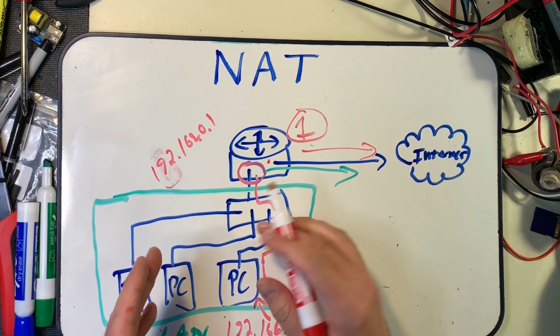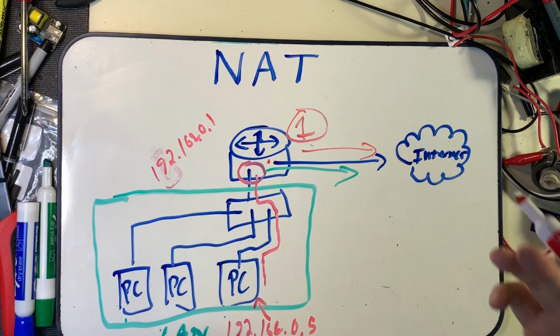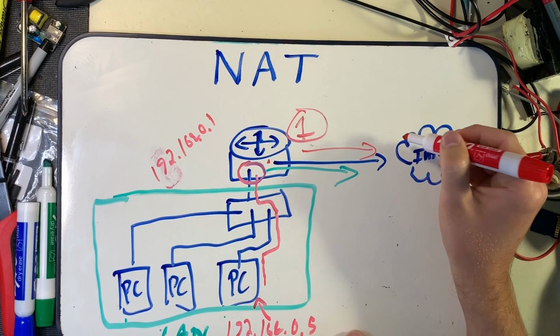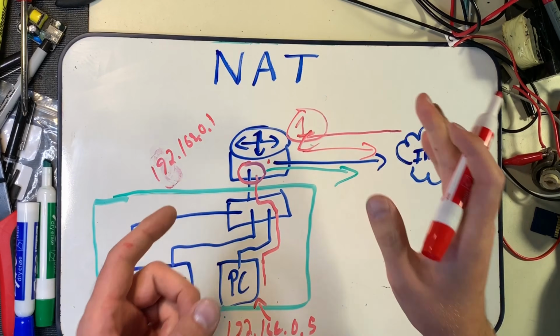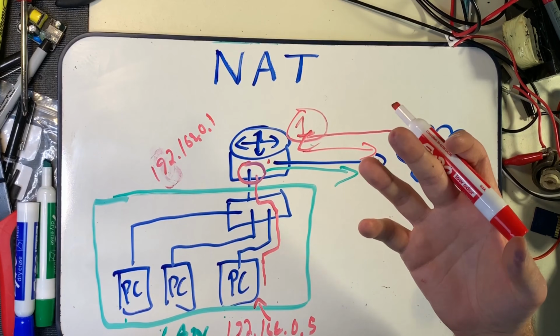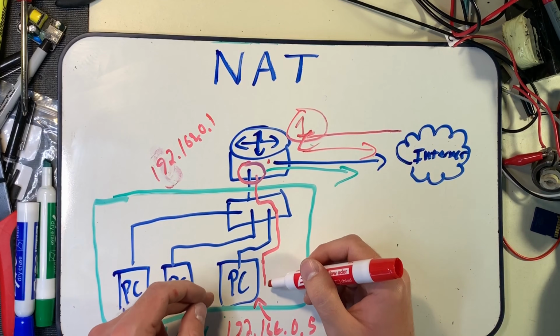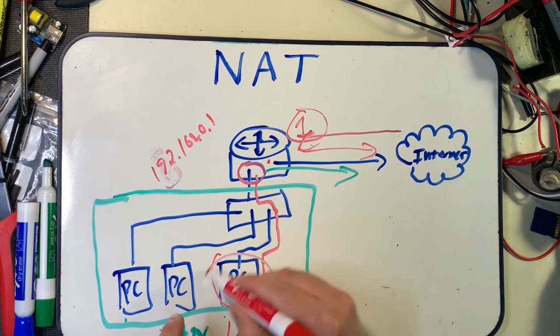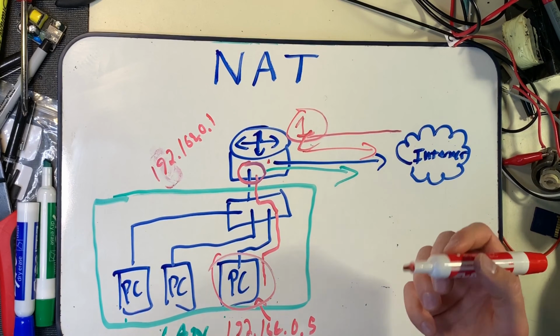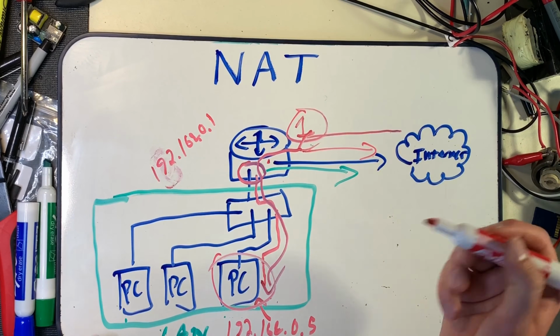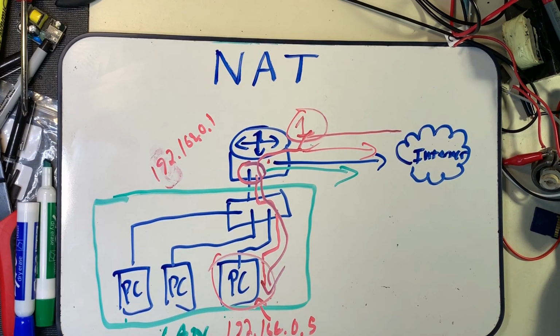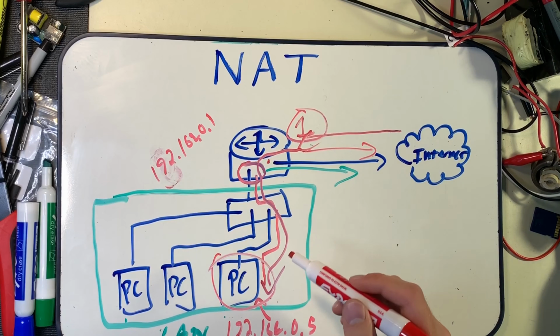So now that we have a computer that's requesting some information, the router knows that if the internet talks back, if it responds with information that is related to this request, this computer is the one that requested that information, and it's able to take that and send it back down to the PC here. The same is true for any of these PCs.